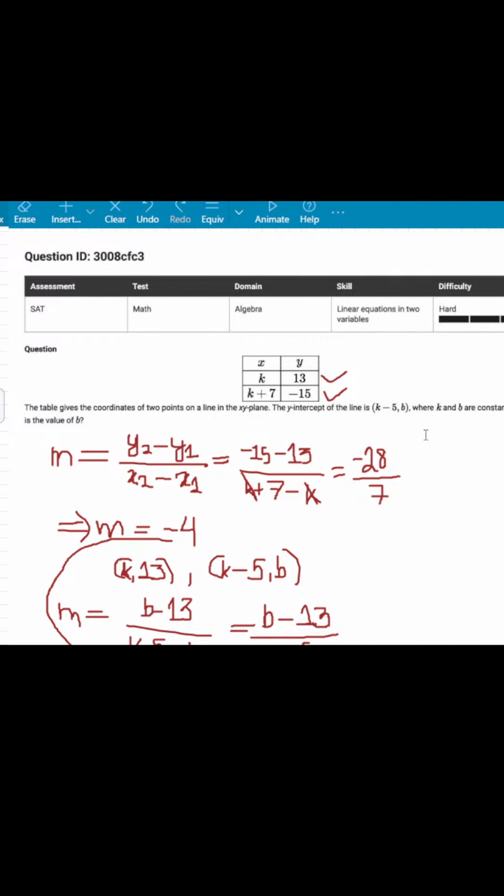So you can have a look here at the solution. Let me zoom out the page.